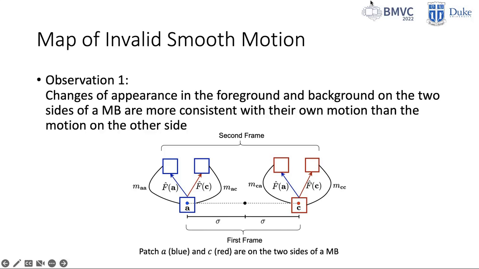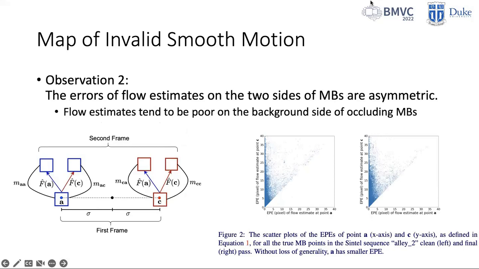The computation of the map is based on two observations. First, changes of appearance in the foreground and the background on the two sides of a motion boundary are more consistent with their own motion than the motion on the other side. That is, the blue patch is likely to have smaller matching cost if following the blue motion than following the red motion. The second observation is that the arrow of the estimated motion on one side can be much smaller than the arrow of the other side of a motion boundary. To illustrate, the figure on the right shows scatter plots of the endpoint arrows of all the AC pairs for the whole Sintel sequence, ALI2.